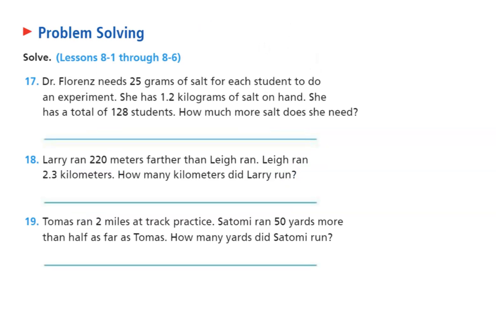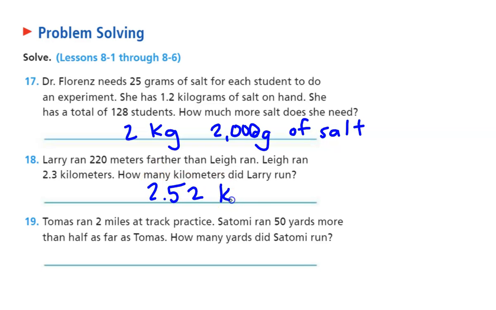All right, so for 17 through 19, I apologize. I don't have enough time to go over these answers with you, but I do want to make sure that if you solved them, you know what the correct answer is. So for number 17, that is either 2 kilograms or 2,000 grams of salt, however you solved that one. For number 18, it's 2.52 kilograms, or I guess you also could have done 2,520 grams.